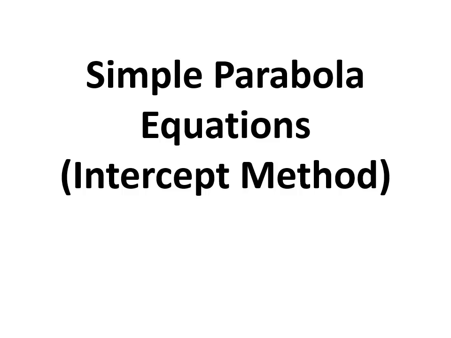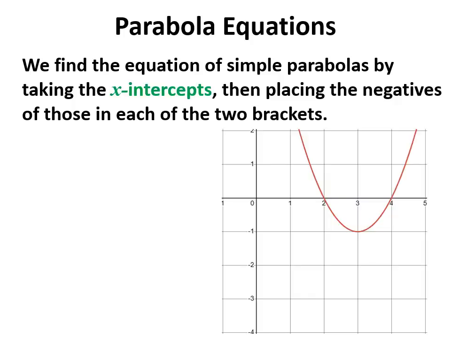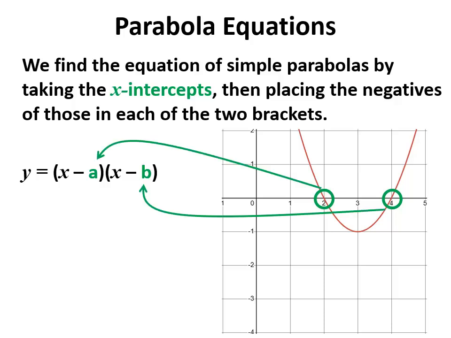So I'm going to look at simple parabola equations using the intercept method, which is an easy method. To do that, we look at our graph, find its x-intercepts and place the negative of those behind the x in the brackets. So for example, here we have a parabola. To find its equation, we look for its x-intercepts, 2 and 4 in this case, and then we place them behind the x in the brackets, but they're negatives. So we get, in this case, x minus 2, x minus 4.